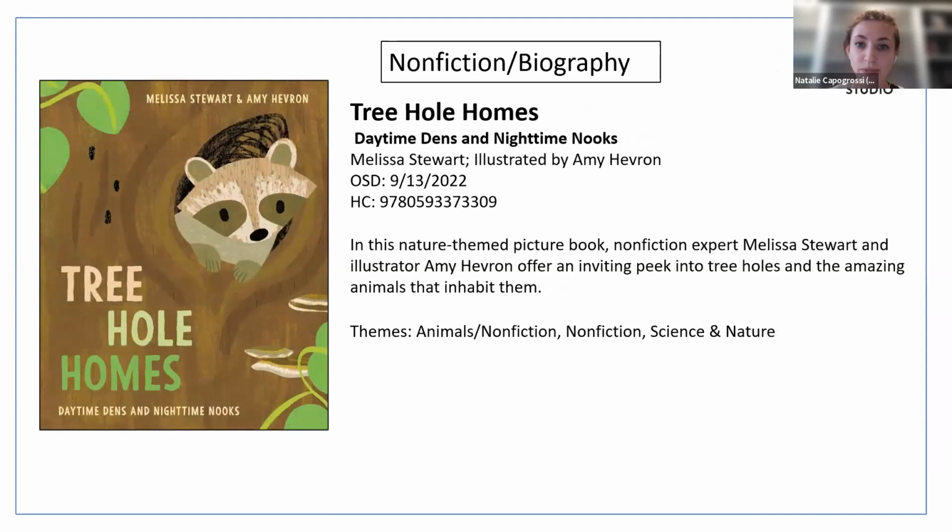Tree Hole Homes: Daytime Dens and Nighttime Nooks. Imagine this. One day, you're walking through the woods and spot a tree hole large enough to slip inside. So you do, and you wonder, what kind of creature lived here? In this science and nature-themed picture book, nonfiction expert Melissa Stewart and illustrator Amy Hevron offer up an inviting peek into the secret world of tree hole dwellers. Share this book to inspire curiosity about the natural world.